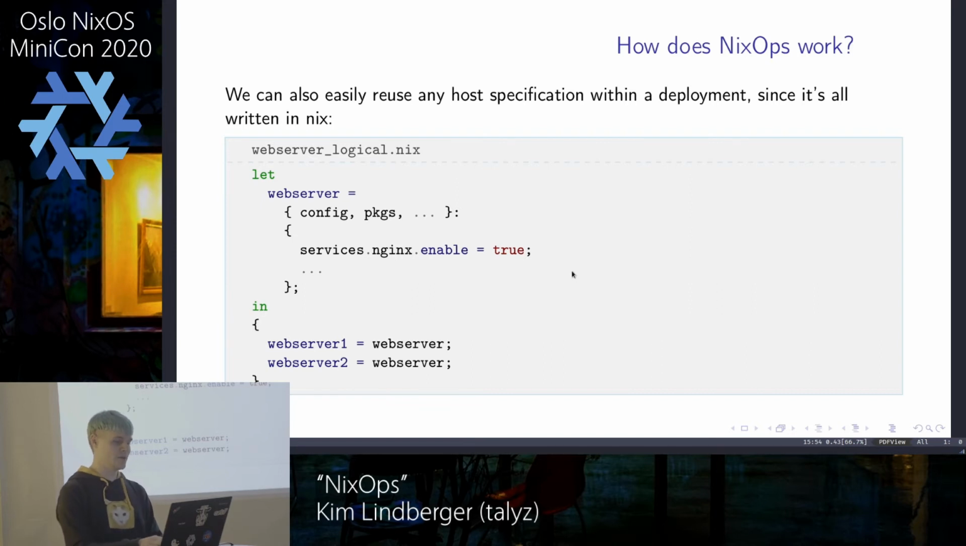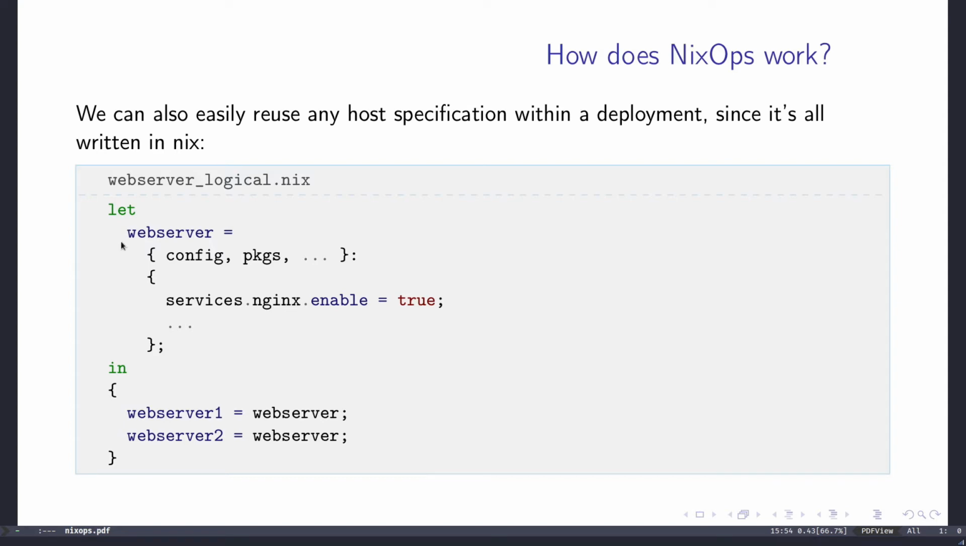So, and we can also easily reuse any host specification within a deployment, since it's all Nix. So we can just assign the configuration in a let and then set multiple attributes to that same specification. So this one would simply create two web servers called web server 1 and web server 2, and they have the exact same configuration, both of them.